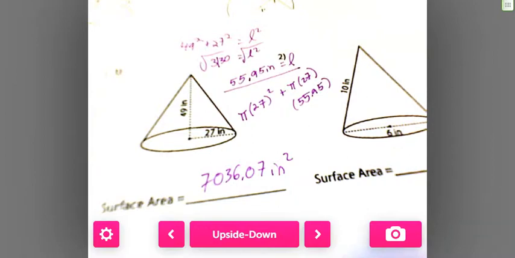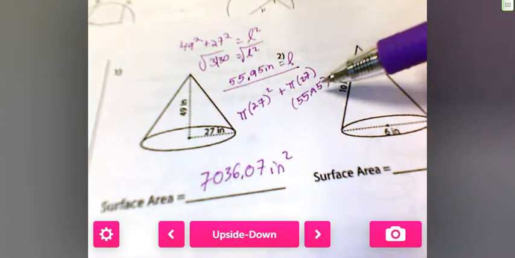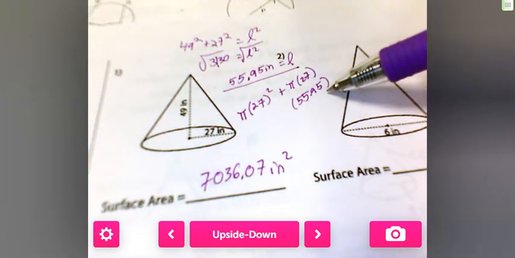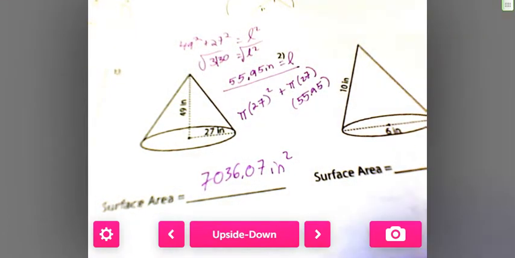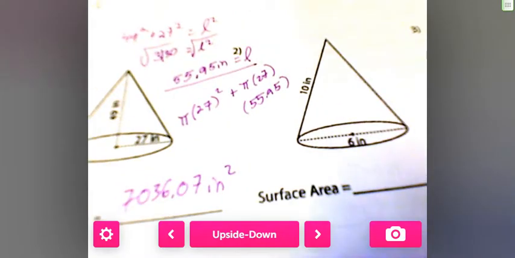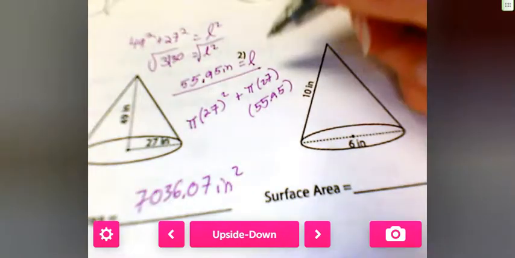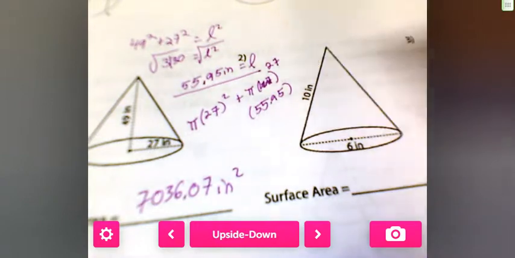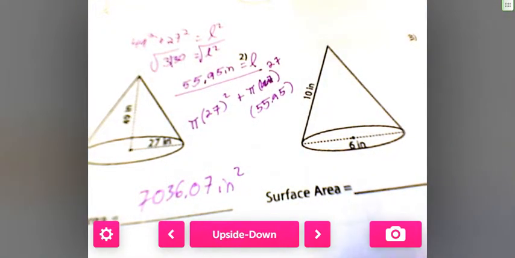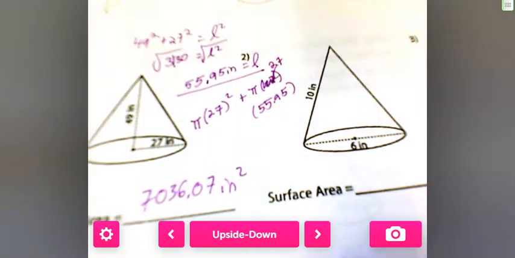All right. Anybody have any questions? 27 times 55.95. Sorry, that is not the clearest 27 I've ever drawn in my life. Okay, any others?